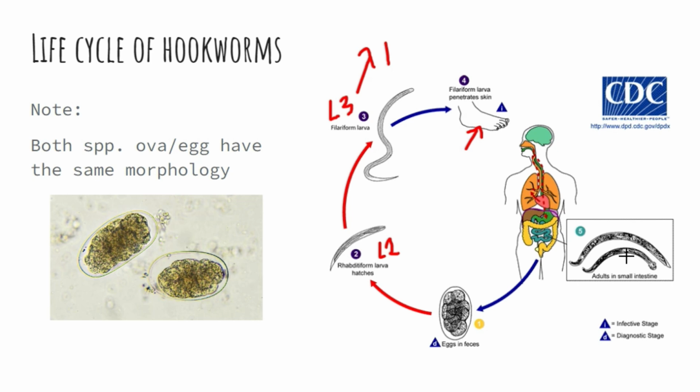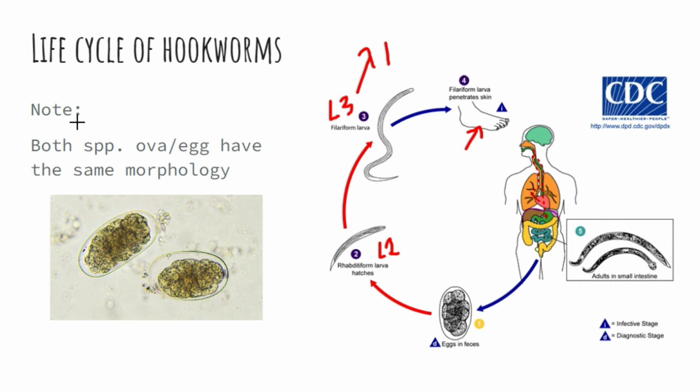So, again, that's adults. And then, eggs in the feces. The eggs po will hatch and then comes the rhabditiform larva or the L2. And then the L3 is the filariform larva. And then the filariform larva, again, the infective stage will penetrate the skin and can cause infection.